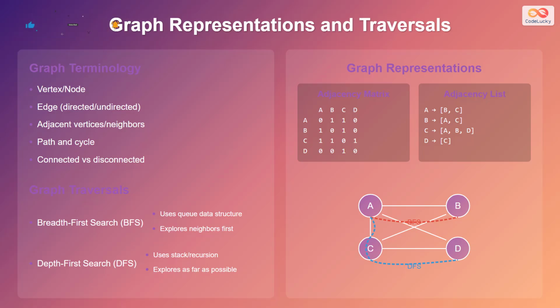Adjacency matrix represents a graph as a two-dimensional array, where each element indicates whether an edge exists between two vertices. Adjacency list represents a graph using a list of adjacent vertices for each vertex. Here, a visual representation of a graph shows nodes and edges, with annotations for BFS and DFS traversal paths.